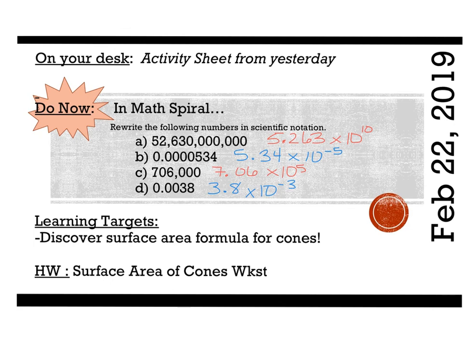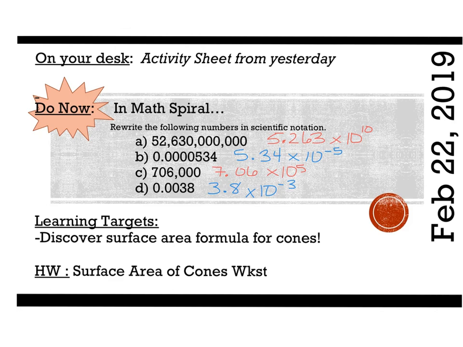All right, in your math spiral, you should have the following. A should be turned into 5.263 times 10 to the 10th. As I multiply by powers of 10, that decimal moves to the right if my exponent is positive. And if my exponent is negative, that means I'm moving that decimal to the left in order to simplify. So you kind of do the opposite as writing it in scientific notation.